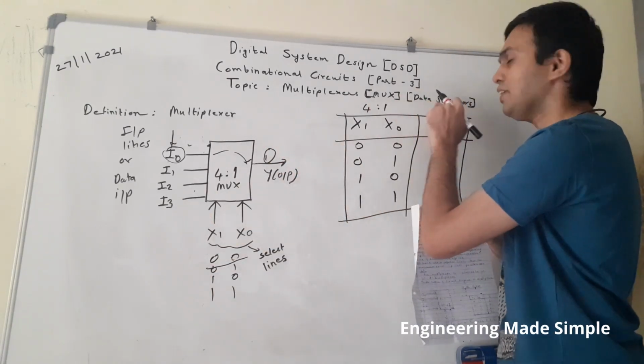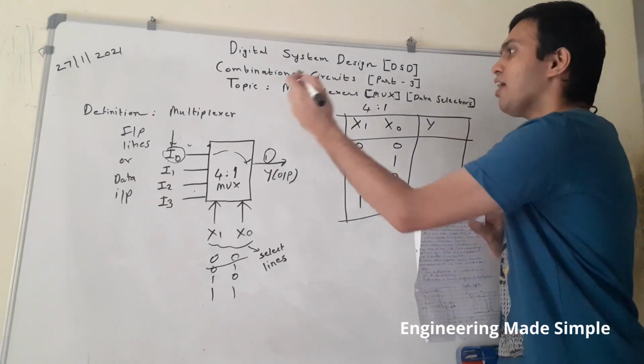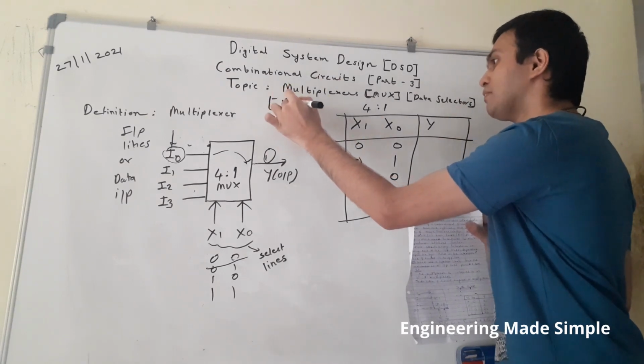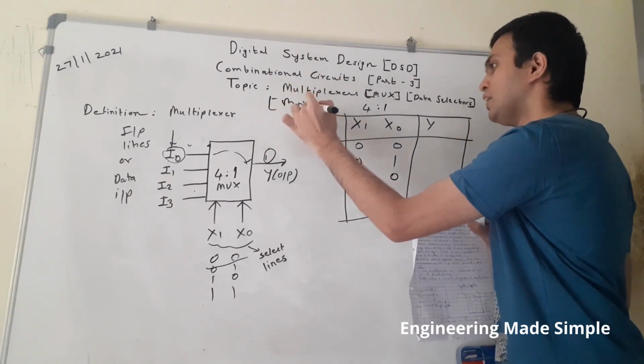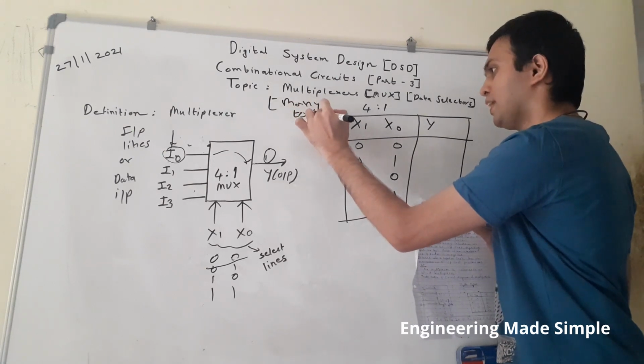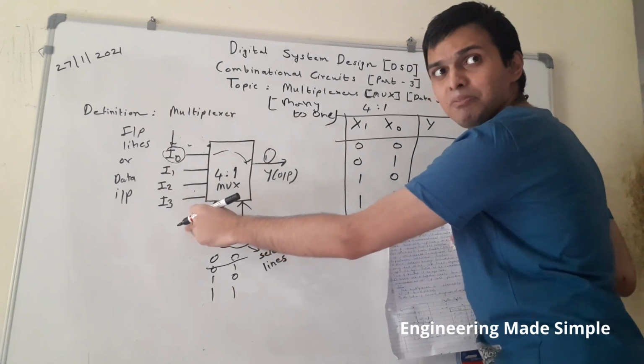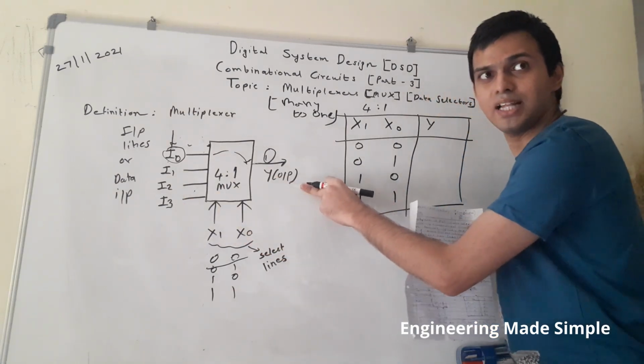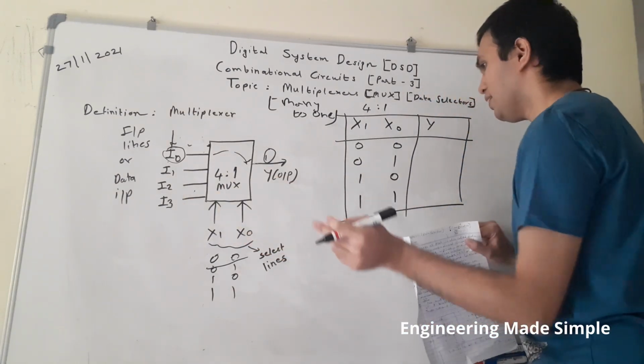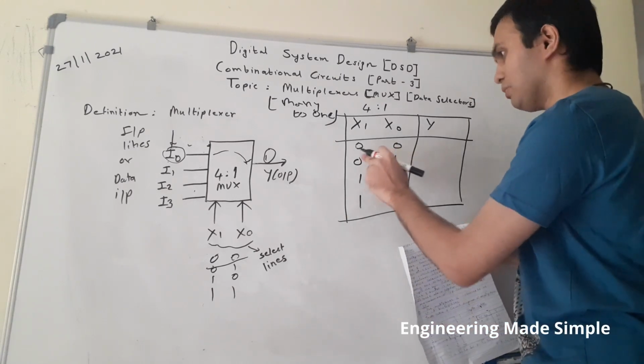So that's the reason it is known as data selector circuit, or sometimes it is also known as many to one. Why many to one? See, there were many inputs, but only one output is present. So that's the reason many to one. Now let us understand its working by its truth table.